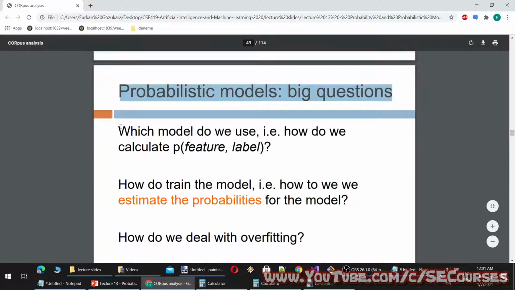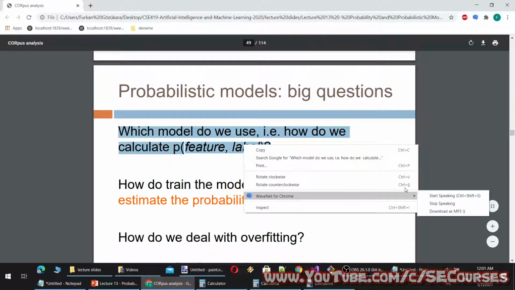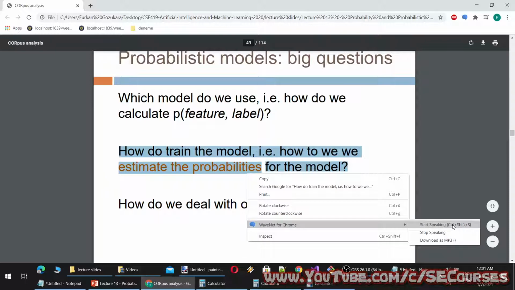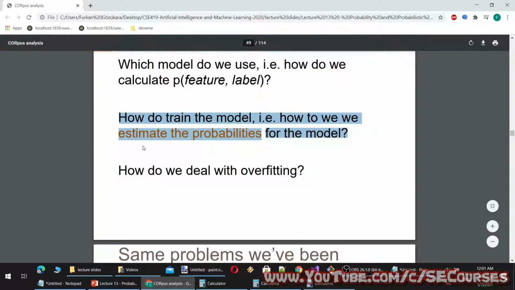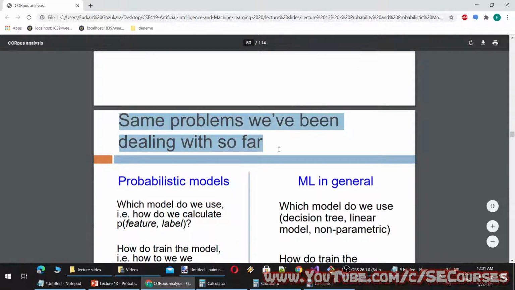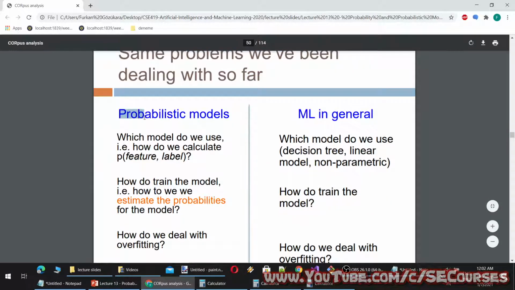Probabilistic models, big questions. Which model do we use, i.e., how do we calculate P(feature, label)? How do we train the model, i.e., how do we estimate the probabilities for the model? How do we deal with overfitting? These are the same problems we've been dealing with so far.